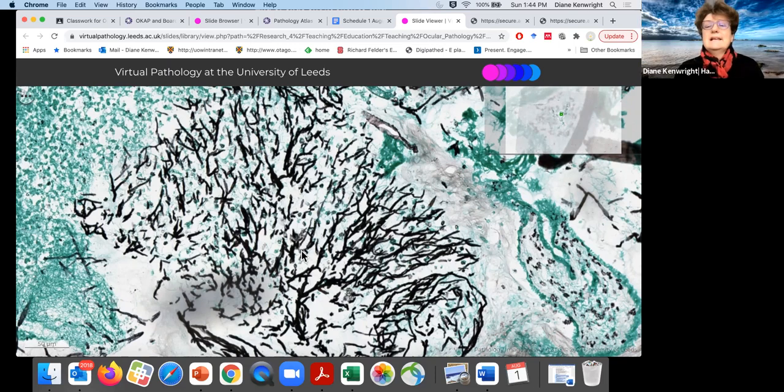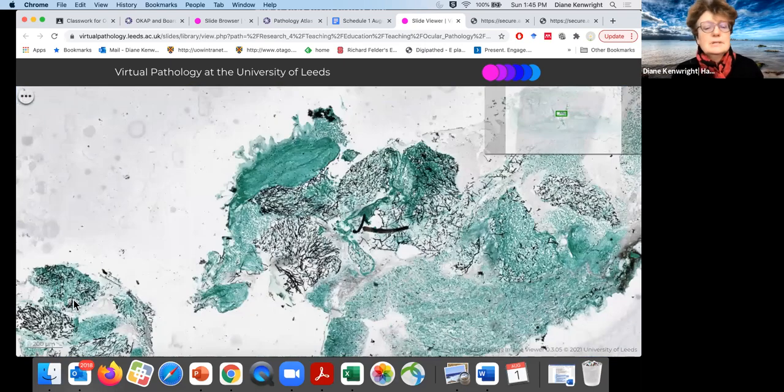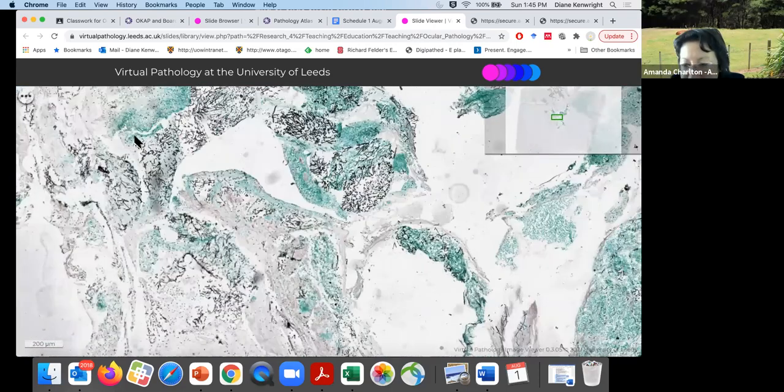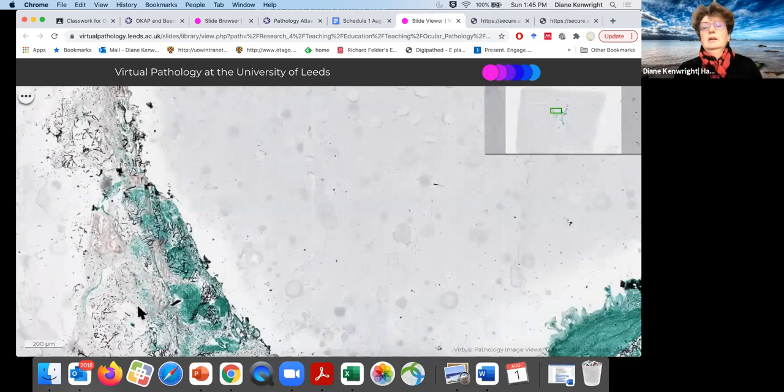And Alex says, is there any normal tissue here? I think this is a vitreous aspirate, and there's no normal tissue here. I just call it material. Material with a ton of fungi in.